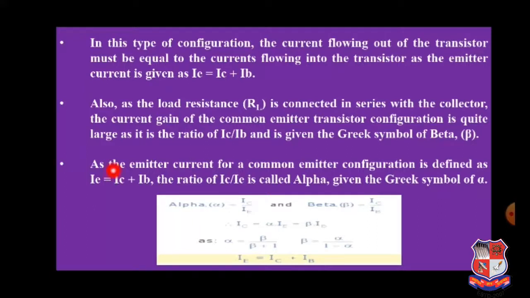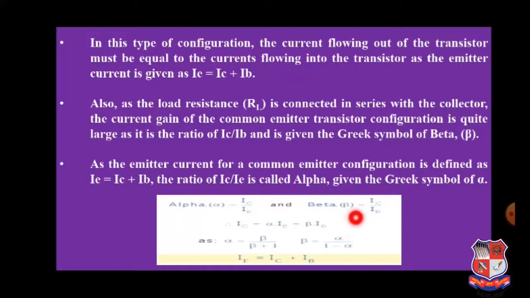Moreover, as the emitter current for a common emitter configuration is defined as IE is equal to IC plus IB, the ratio of the junctional current which is traveling towards the terminal and which is exiting from the terminal, which is IC upon IE, is called alpha, given the Greek symbol small alpha. So alpha is nothing but the emitter current and collector current ratio. So alpha is equal to IC upon IE.